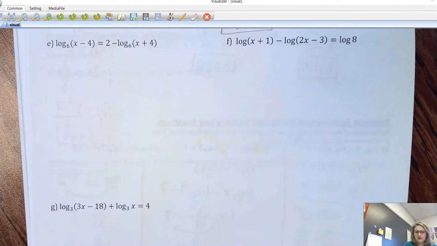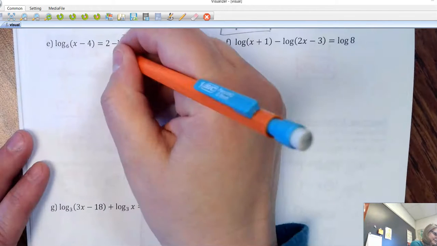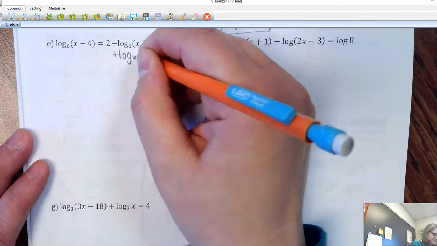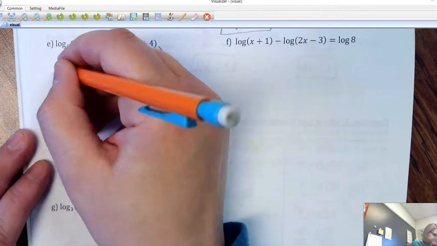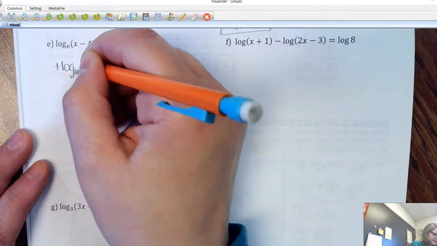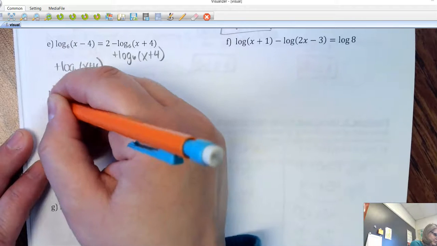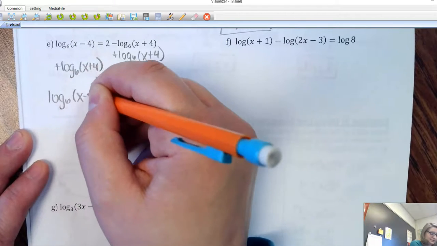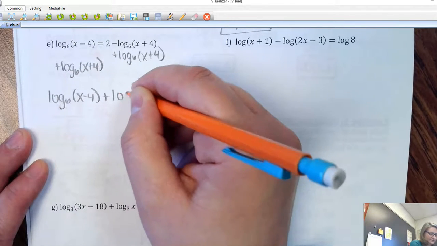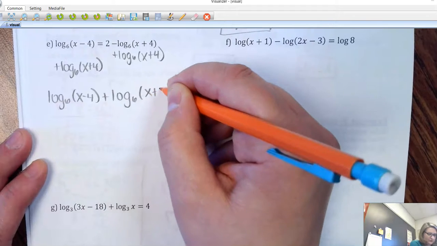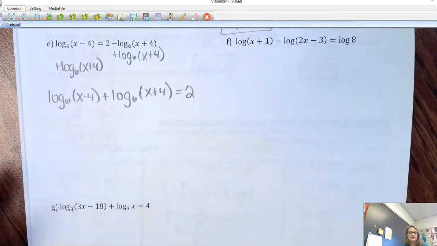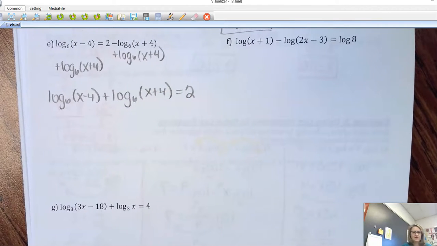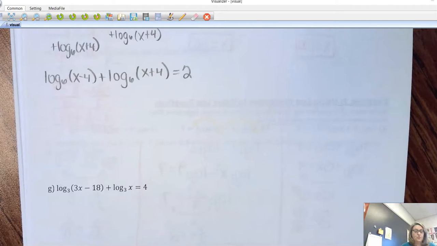What I would tell you here is if I've got another number involved, I've got this 2 involved here, what I would actually do, I'm going to add this log base 6 of x plus 4 to the other side, and that way, I can use my properties of logarithms to rewrite that as a single log. But I have that 2, so it's not like the last question where I can just set the logs equal to each other. Okay, so what we have here then is going to be a product rule.